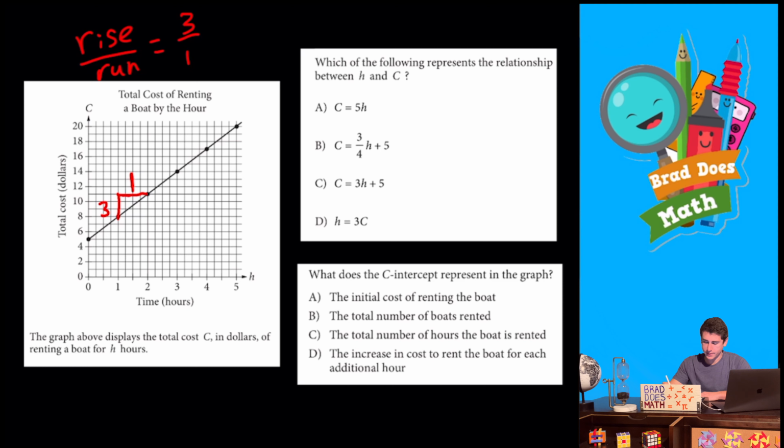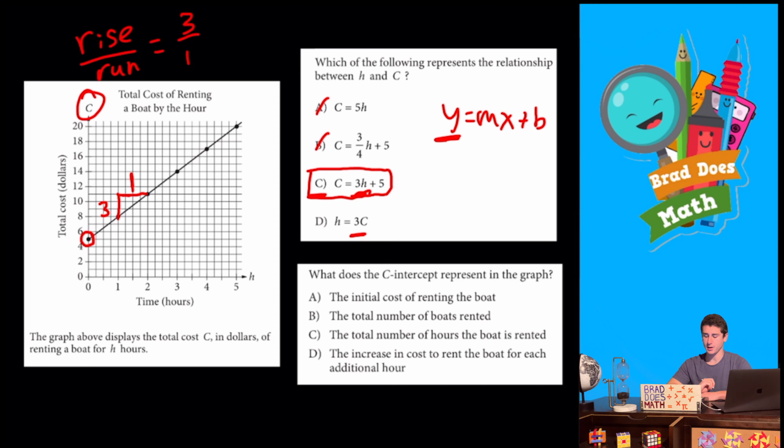So we can see that the answer is going to be either C or D, because the slope is the number multiplied by your variable. But also, y equals mx plus b form usually has your y alone on the left side, and notice how your y is C here. So C should be alone. So I already think that the answer should be C. But also the y-intercept, the number where it intersects the vertical axis, should be 5. So the answer should be C here.